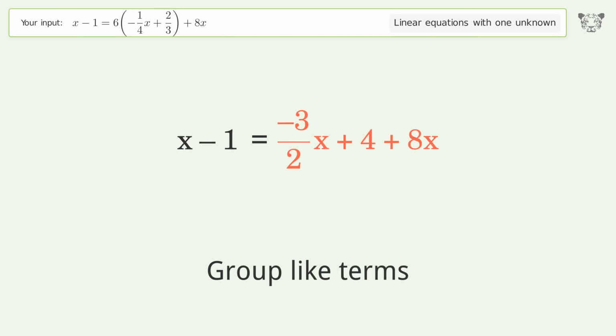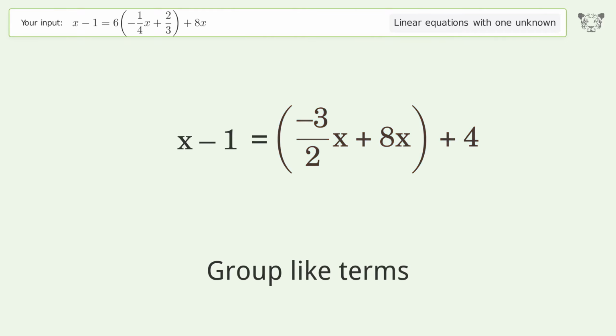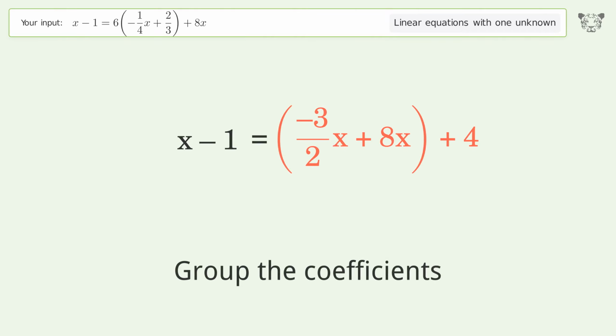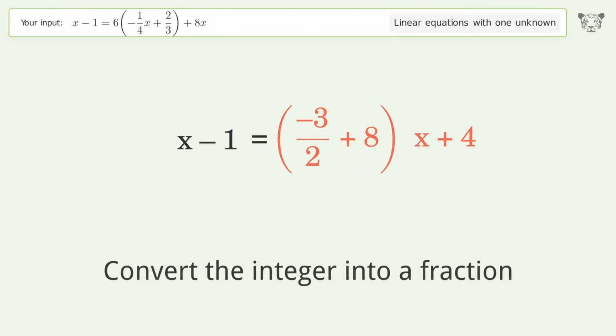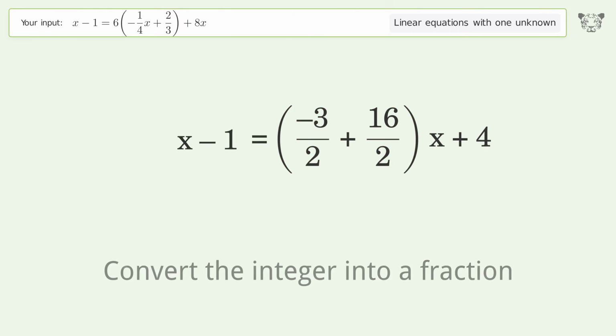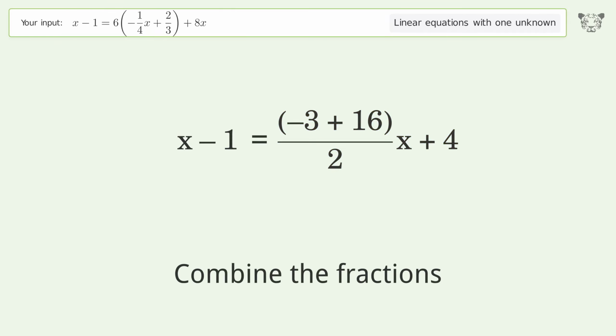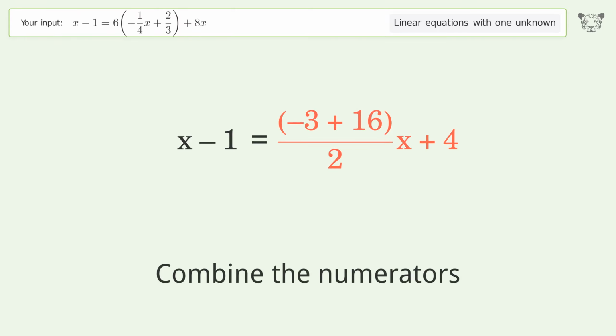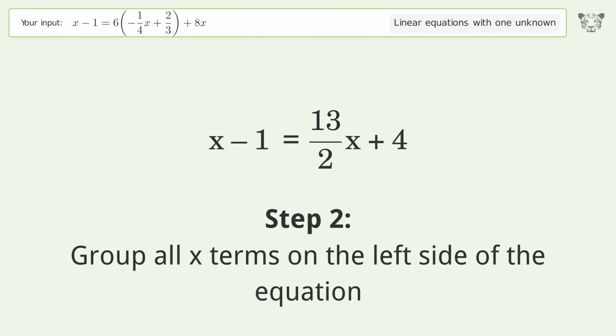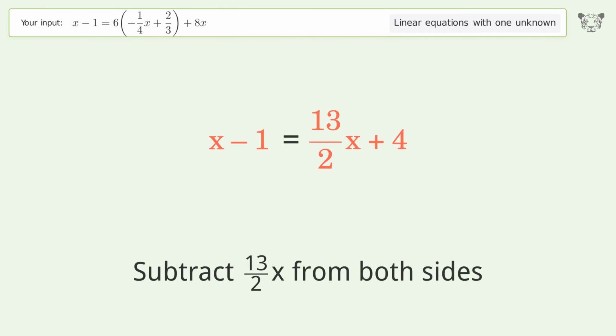Group like terms. Group the coefficients. Convert the integer into a fraction. Combine the fractions. Combine the numerators. Group all x terms on the left side of the equation. Subtract 13/2x from both sides.